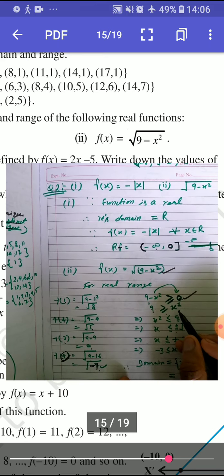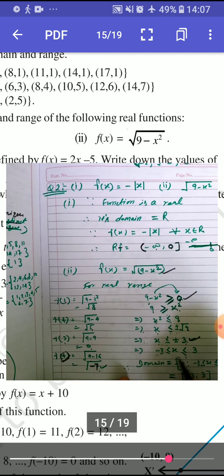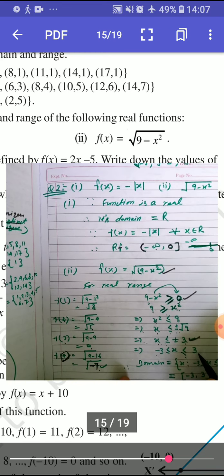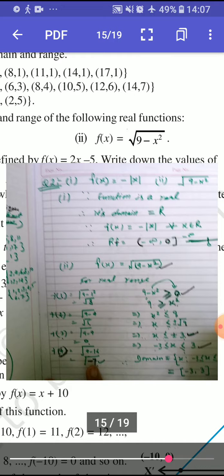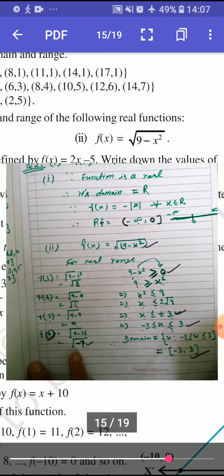9 greater than x square, or x square is less than 9, implies x is less than or equal to plus minus square root of 9, which implies x is less than or equal to plus minus 3. You can write this as x greater than or equal to minus 3 and less than or equal to 3. Therefore the domain of the function will be the closed interval from minus 3 to 3. Right? Okay.